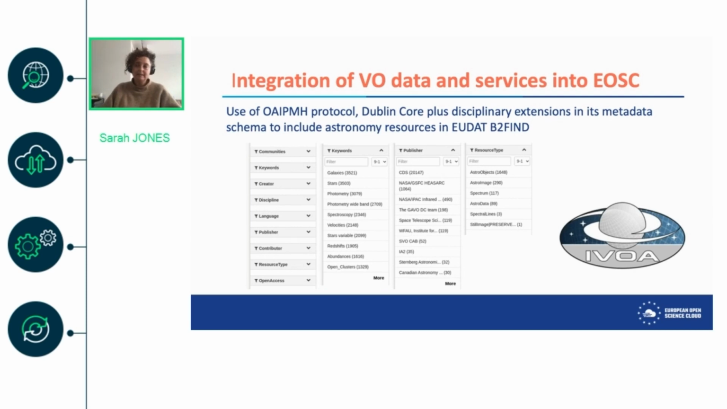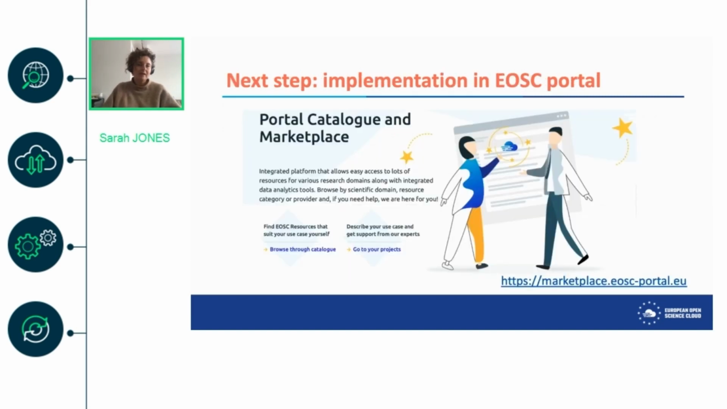And then you can see there's various keywords and publishers and resource types that are focused on the astronomy community. So there's a disciplinary extension to that metadata schema that's based on the astronomy standards and data. So this is the kind of model that needs to be taken further within EOSC to enable that kind of search and discovery that we're hoping for.